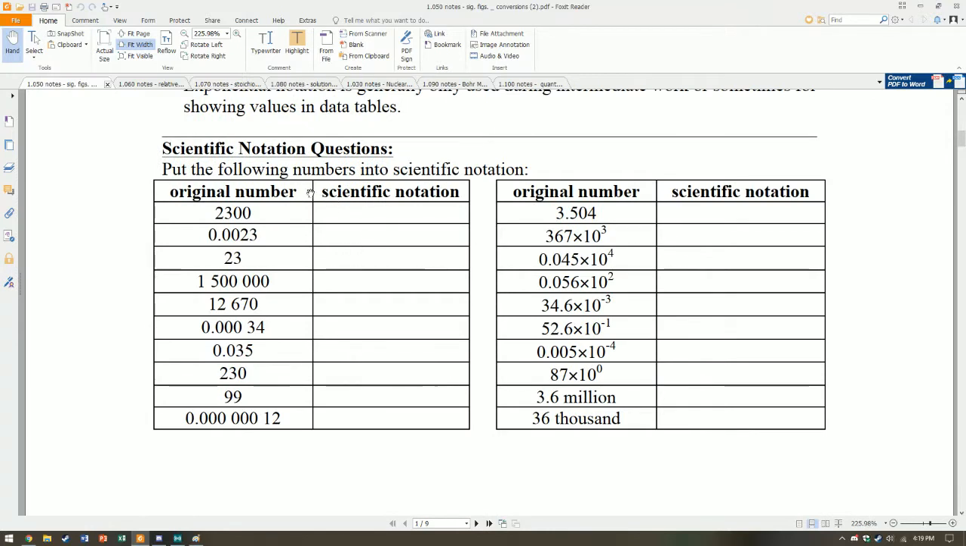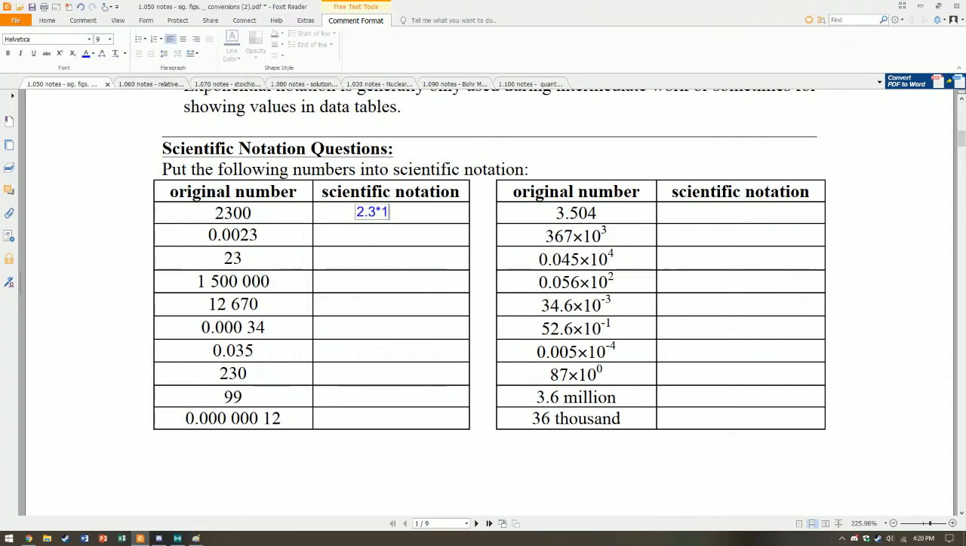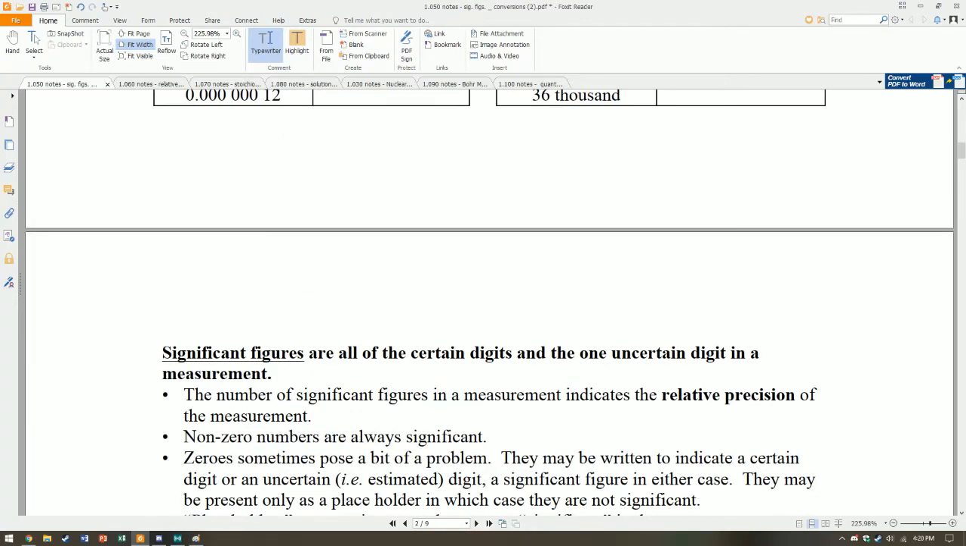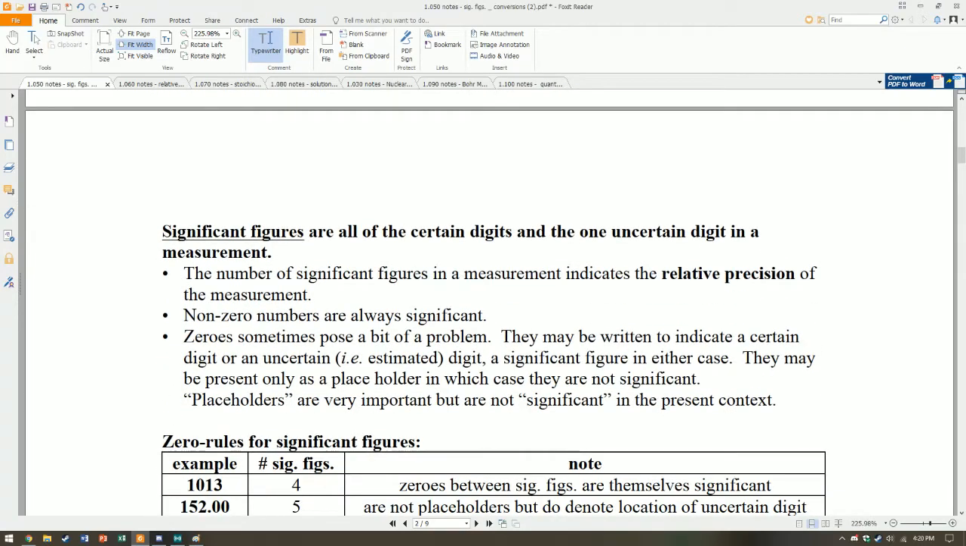Pause the video here if you want to try some of these for yourself. I might do this one here, just so you get the idea. Here, the decimal point is here. You move it 1, 2, 3. So this would be 2.3 times 10 to the 3. You'll have to forgive me for not having the best math notation here. Right, so that's just an example.